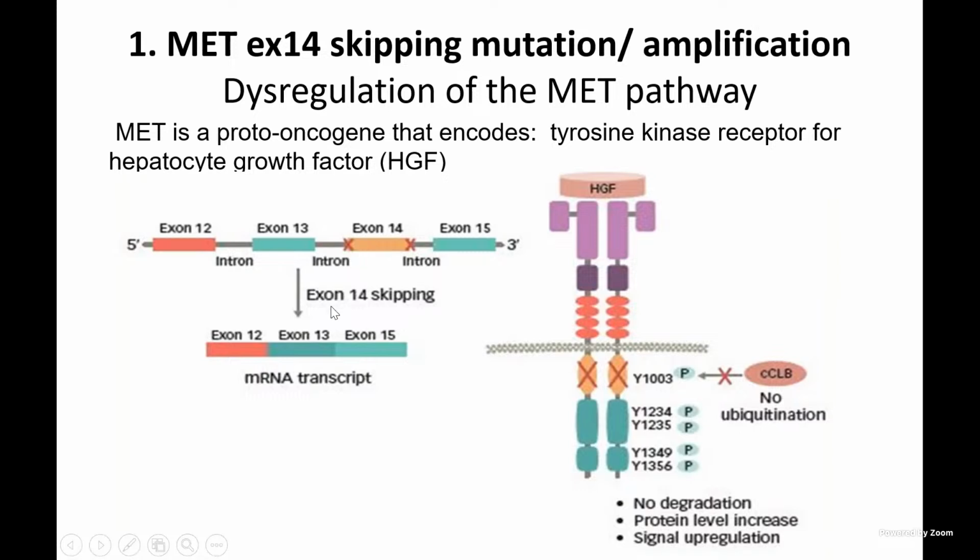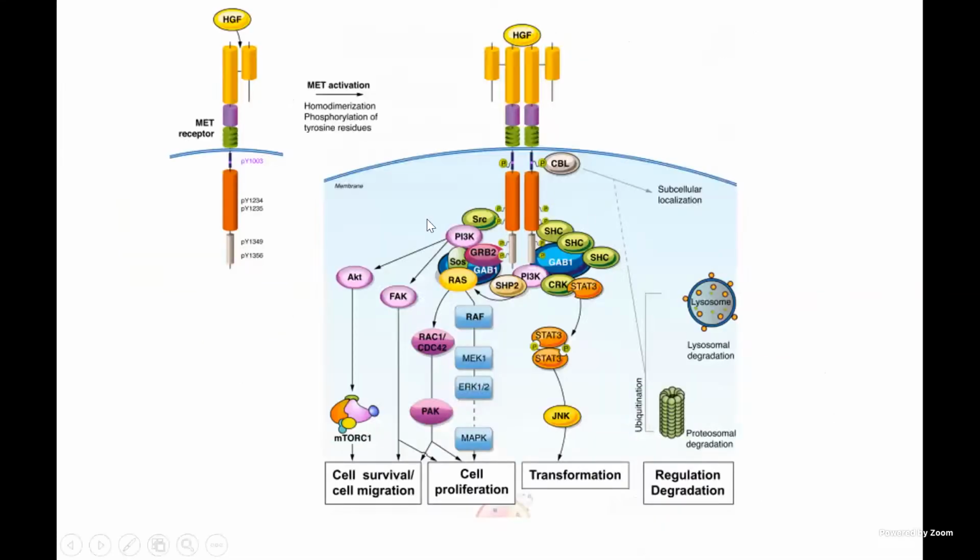So here in the figure, we can see that there is a splicing abnormality and exon 14 is skipped in the messenger RNA transcript. That leads to the formation of a truncated MET receptor, in which there is an absence of the Y1003 residue, which is required to bind with CBL for the ubiquitination proteasome degradation pathway. This is the normal phenomenon.